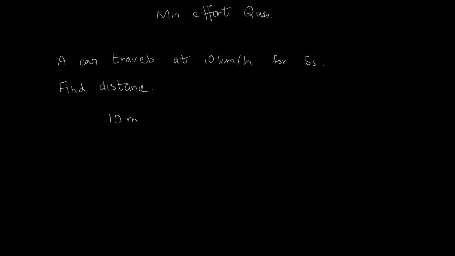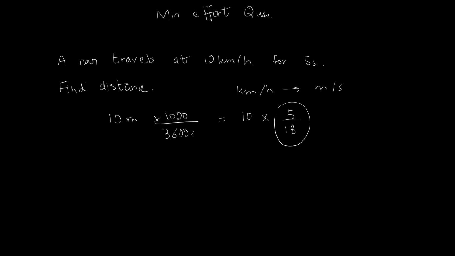now, instead of kilo, we just write 1000 because kilo means 1000, and it's divided by hours and you can write hours as 3600 seconds. Simply you can remember that it would be 5 over 18 if you want to go from kilometers per hour to meters per second. You just have to multiply by 5 over 18. And after you multiply, now this step is very simple.